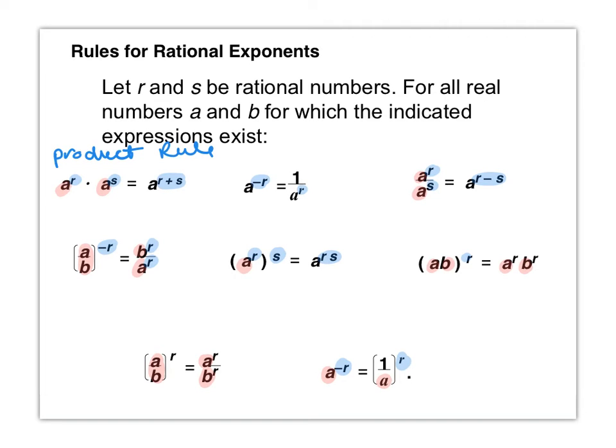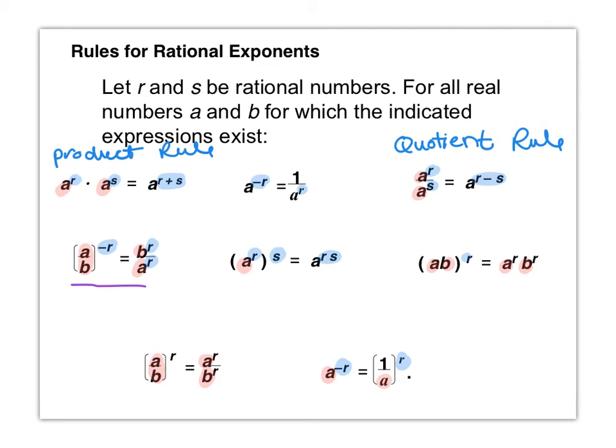A to the negative r power can be written using a positive exponent, 1 over a to the r. A to the r divided by a to the s is an example of the quotient rule for exponents. If the bases are the same, a, and the exponents are r and s, and you're dividing, then the quotient rule says that you can subtract those exponents. Now, for the next example, a fraction raised to a negative exponent, you can write the exponent as a positive exponent as long as you write the reciprocal of the fraction, a over b.